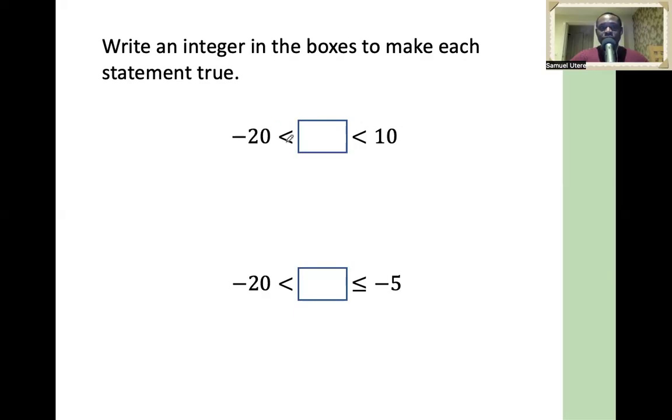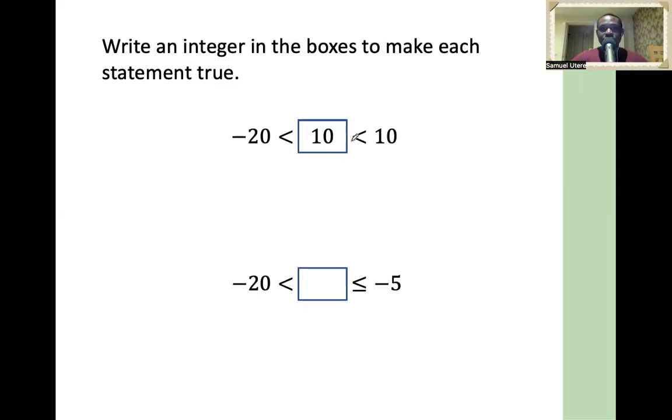This sign means greater than. So whatever is here is greater than negative 20. Remember, as you move further right on the number line, the numbers become greater. So the very first number that is greater than negative 20 is negative 19. So we can have negative 19, negative 18, and so on and so forth.